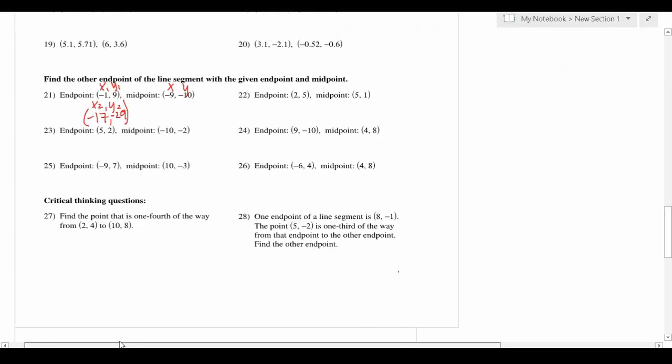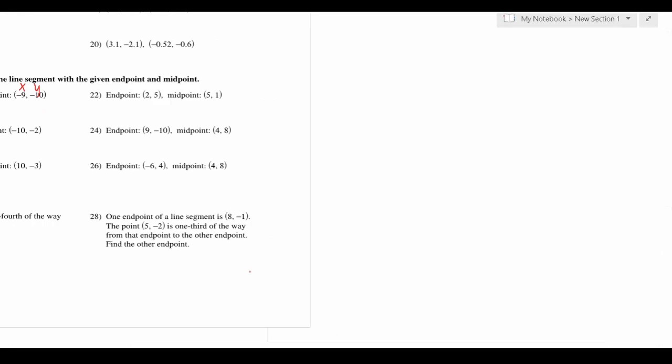Number 22, we have the same instructions. It says find the other endpoint of the line segment with the given endpoint and midpoint. To start, I'm going to go ahead and label what I have. Namely, I have one endpoint, which I'm going to call x1, y1, and the midpoint. So using the midpoint formula, we can go ahead and find the other endpoint.